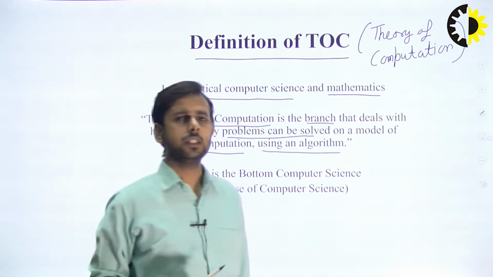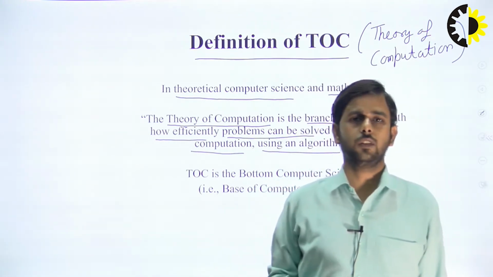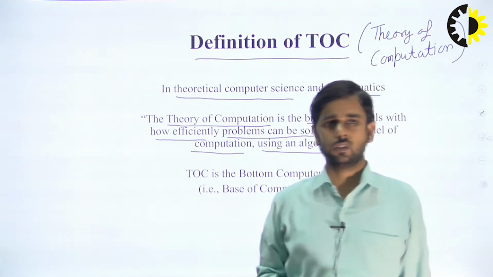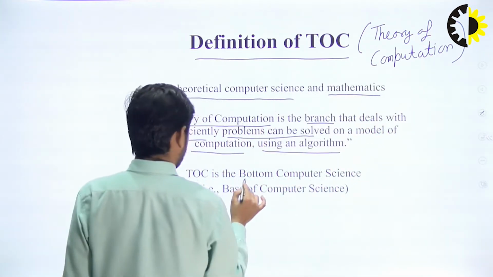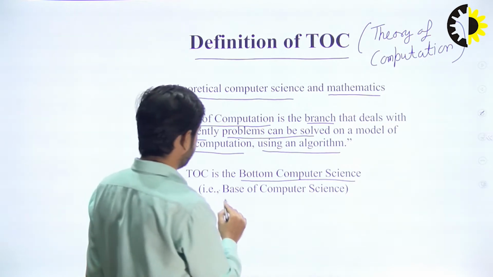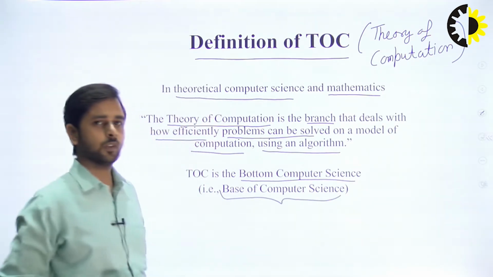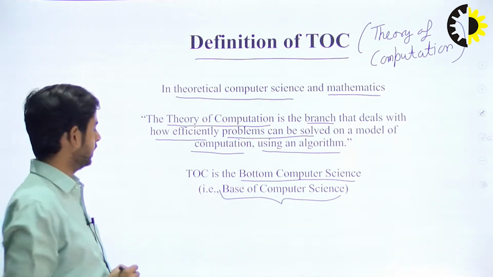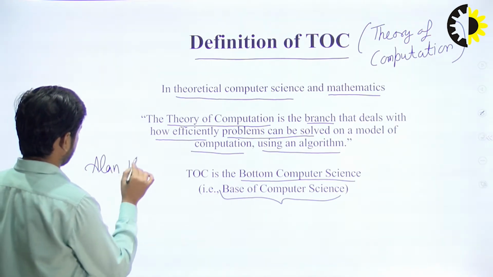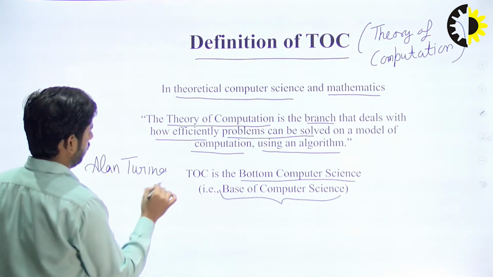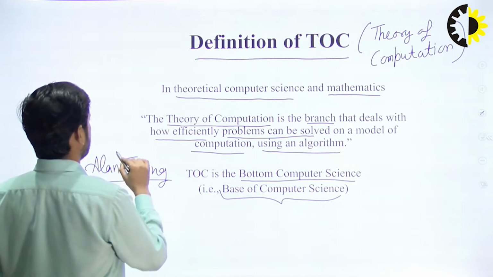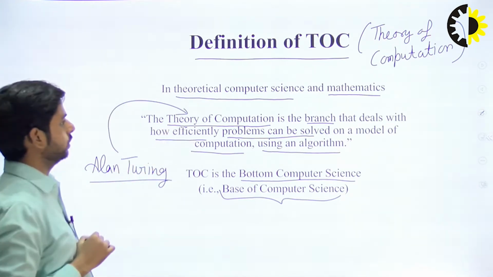Basically it deals with how efficiently we can solve the problem, and make an abstract computational model using some algorithm. TOC is the base of computer science. There was one scientist during World War II, Alan Turing, who is known as the father of computer science. Alan Turing originated the term theory of computation.